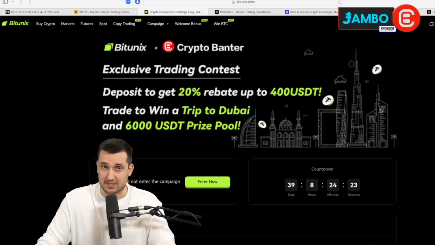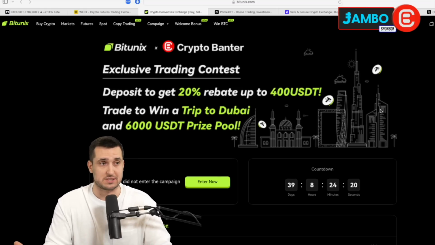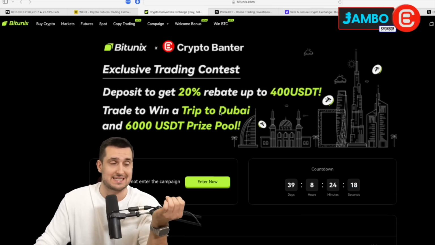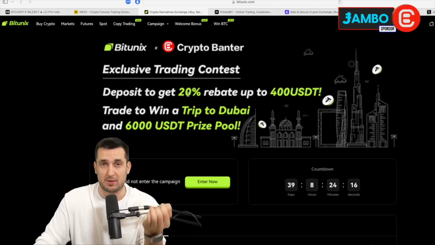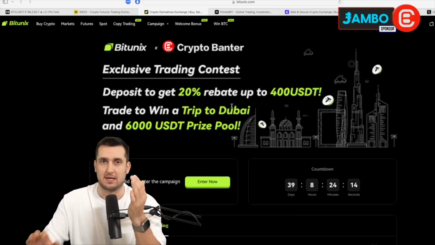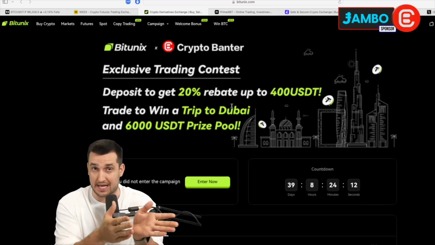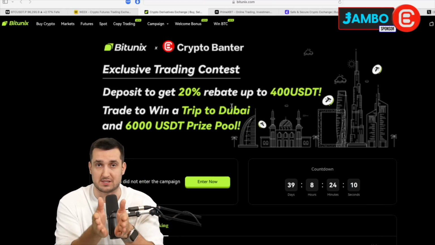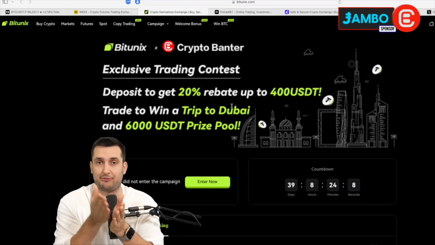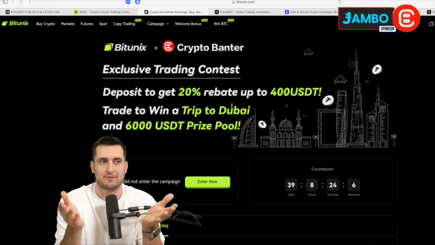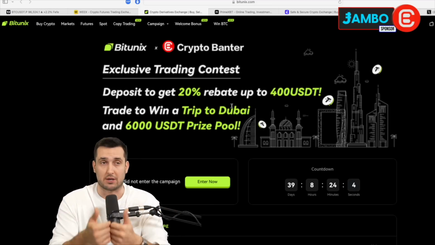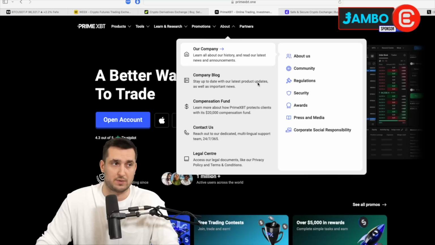Bitunix, another non-KYC exchange, means you don't have to KYC to use it. The good part about Bitunix is that they offer a 20% rebate on your deposit. That means you sign up, non-KYC, you put in $2,000, you immediately get $400 to trade with. You don't have to spend your own money. $400 you get on your account and you simply can trade with it.